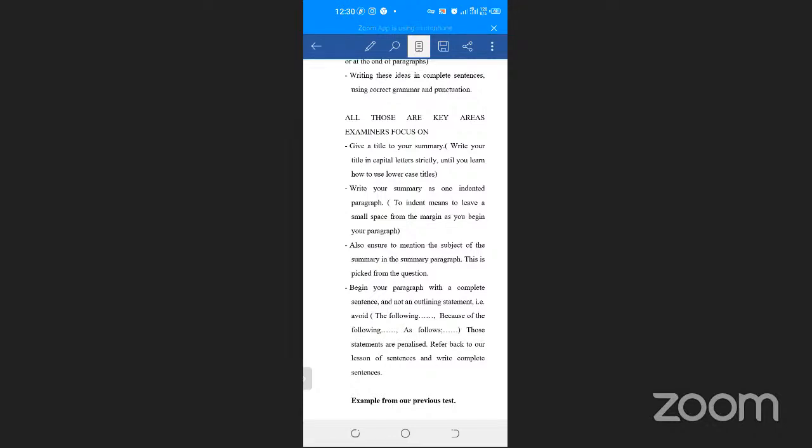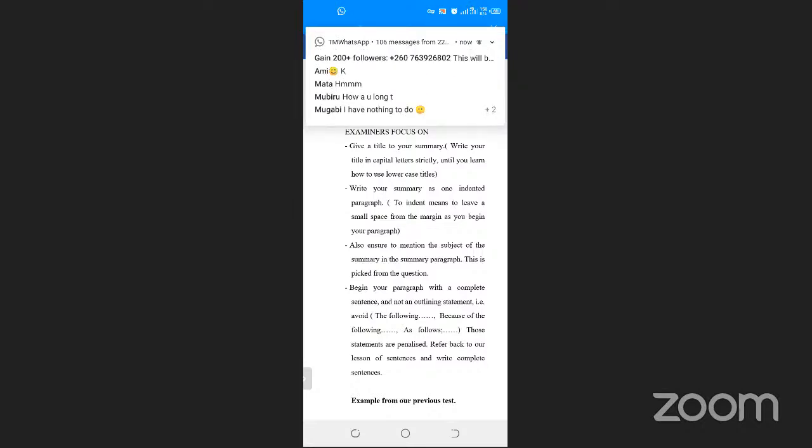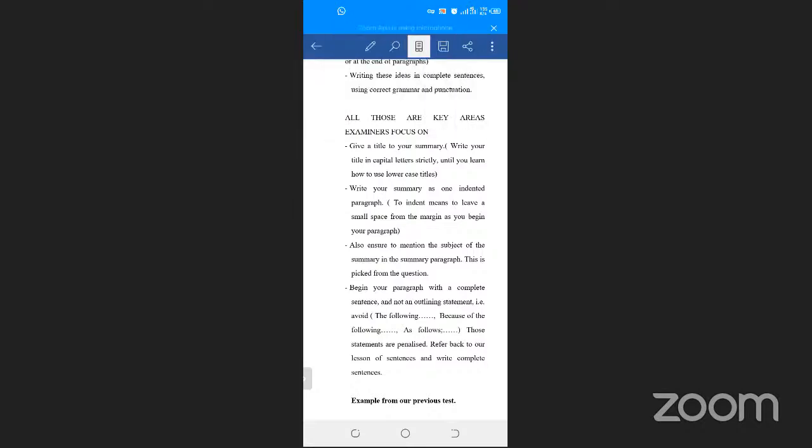All these are key areas, as it has been read. Give the title of the summary first. You should never do a summary without giving the title. That is one. Two, write your summary as one indented paragraph. Do not use two paragraphs. Do not use three paragraphs. Use one paragraph only.